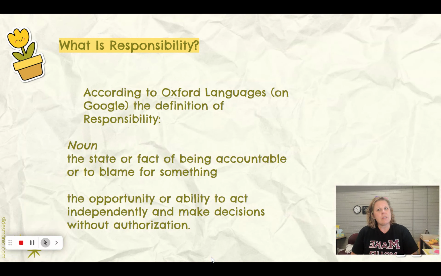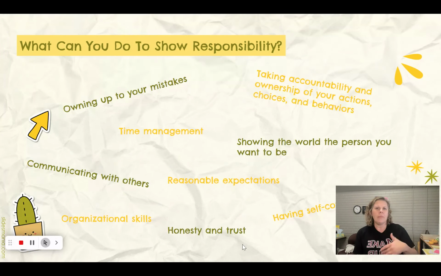Now let's also talk about responsibility. When we're reviewing what responsibility is, we talk about that being the state or fact of being accountable or to blame for something, or the opportunity or ability to act independently and make decisions without authorization. So those are all big fancy words, and I think a lot of you already know what responsibility means. We've talked about it for a few years in these SEL lessons. I know this is new to the freshmen and what we've talked about as Moline High School social emotional lessons, but I think everybody pretty much understands what responsibility means.